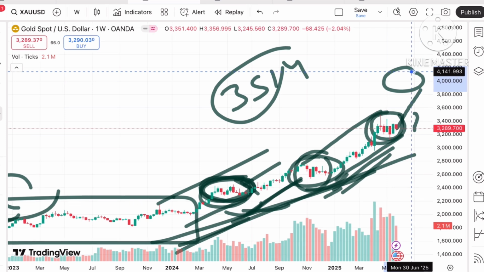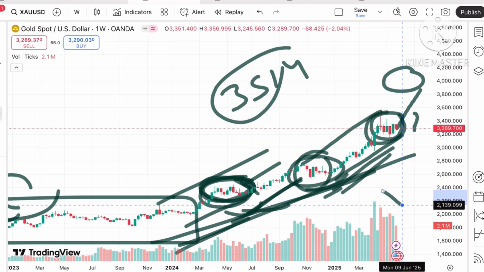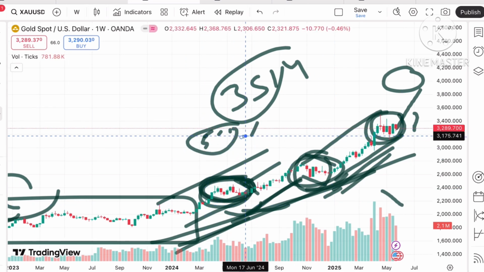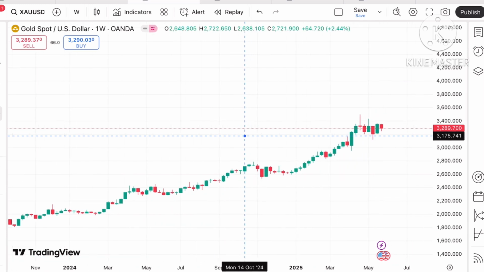Okay, and this pattern, after making a new high, we have seen that it always comes down around 5 to 10%. It comes down and then a swing forms again. Okay, if this happens, we can see this pattern can follow this trend. Okay, this is on a weekly chart, so you have to understand.